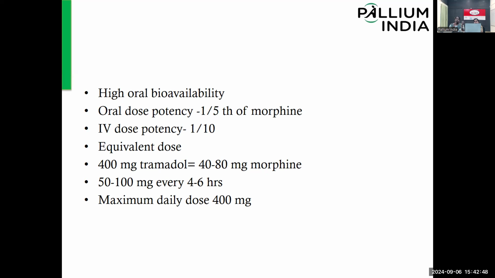Usually we prescribe tramadol as 50 milligram TDS or 6 hourly, or 100. If the patient is obese or has more weight, we give 100 mg 6 hourly. So 400 milligram of tramadol is equivalent to 40 to 80 milligram of morphine. That is the equivalency of tramadol and morphine. Usually we prescribe 50 to 100 milligram every 4 to 6 hours, usually 6 hourly, not more frequently than 4 hours. The maximum daily dose is 400 milligram, that is 100 milligram 6 hourly, 4 times a day. That is the maximum dose.